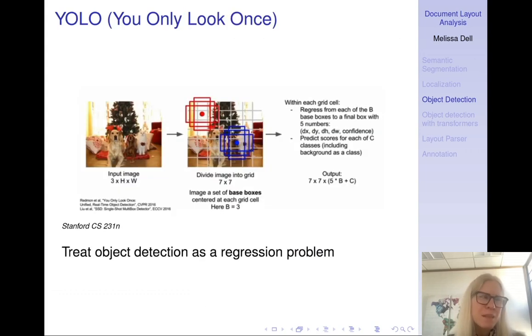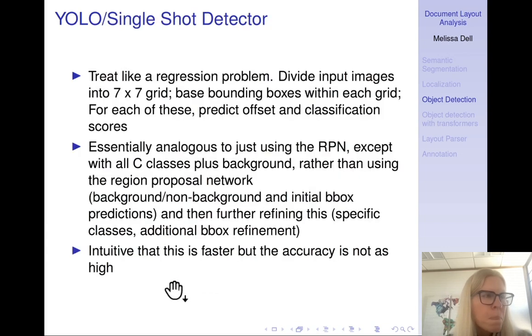Okay, the final framework I need to mention is YOLO, which stands for You Only Look Once, and it treats object detection as a regression problem. We divide the input image into a 7x7 grid, place base bounding boxes within each grid cell, and for each of these predict offsets and classification scores. Essentially it's analogous to the region proposal network, except with all C classes plus the background, rather than the region proposal network's background, non-background, and initial bounding box predictions, which are then further refined with specific classes and additional bounding box refinement.